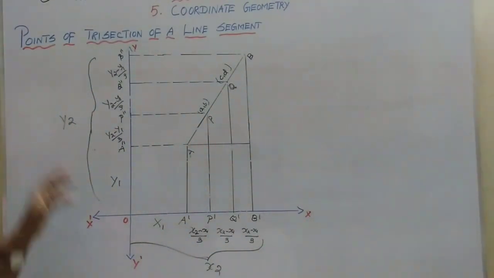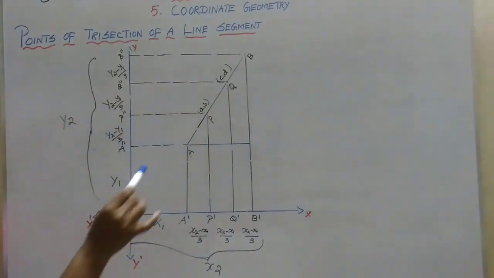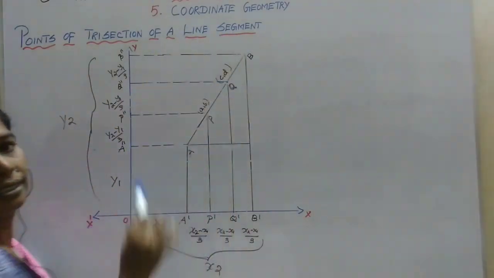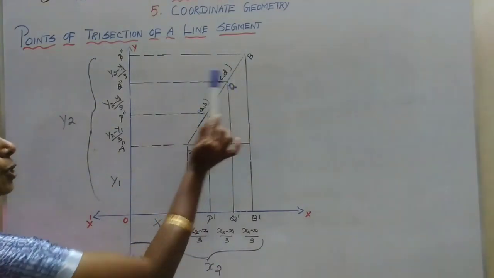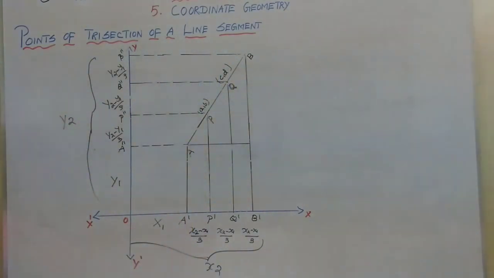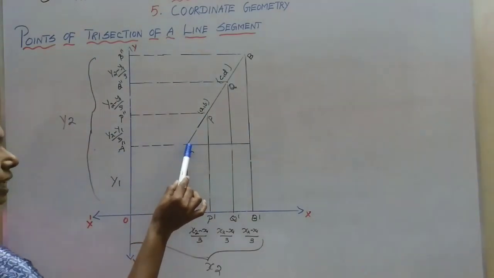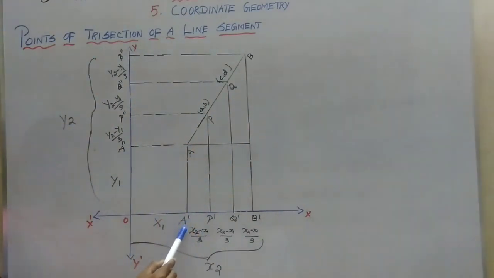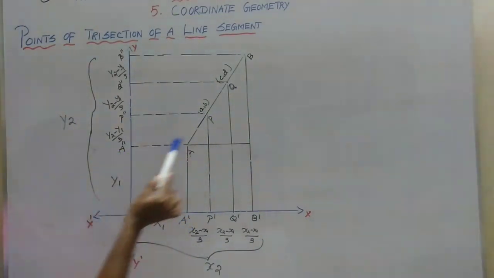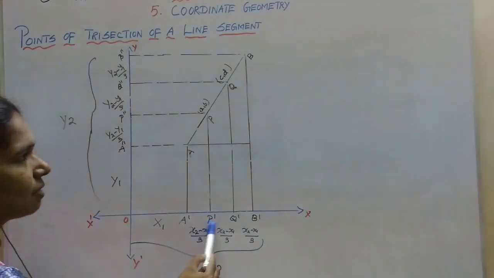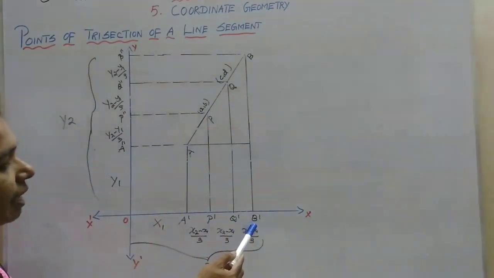Next, we are going to see points of trisection of a line segment by the graphical method. Now here I am taking AB as a line, and P and Q are the points of trisection. For the corresponding A on the x-axis, we take A dash. If you join A to the x-axis, I get A dash, and here will be B dash. P joins to P dash, Q to Q dash, and for B we get B dash.